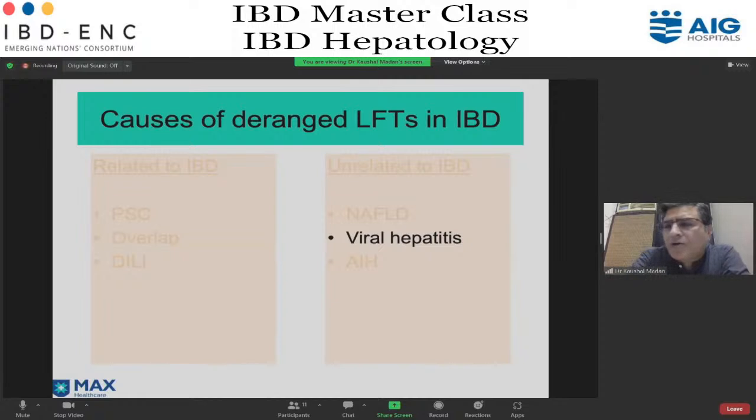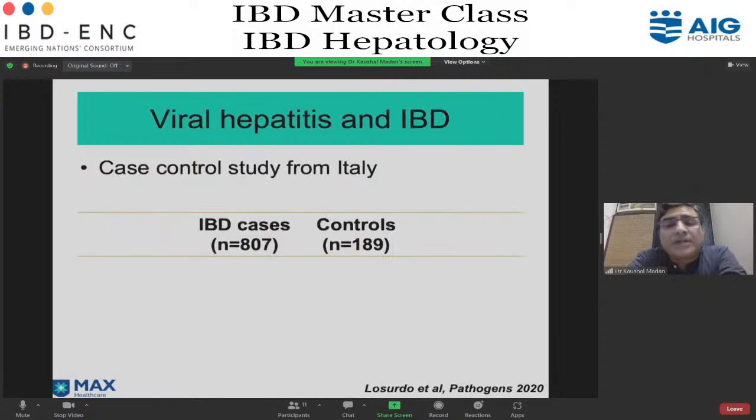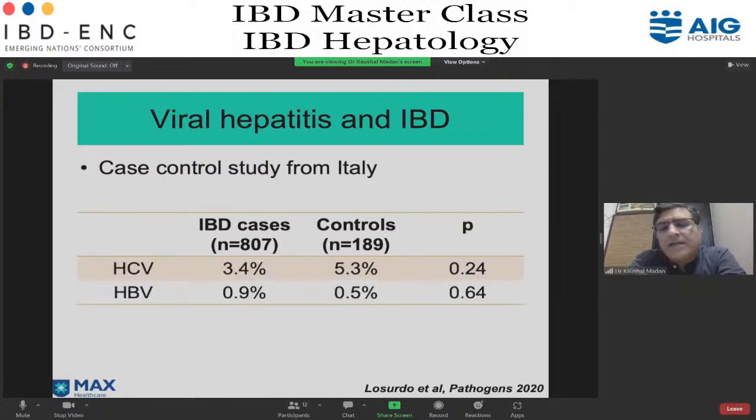The third important cause is chronic viral hepatitis. Again, Dr. Arora did mention about it. So the prevalence of viral hepatitis in IBD, this is a study from Italy in which they compared IBD cases, about 807, with controls, and found that both the prevalence of HBV and HCV was similar in the IBD cases and controls. So like in the general population, you will have similar prevalence of HBV and HCV.